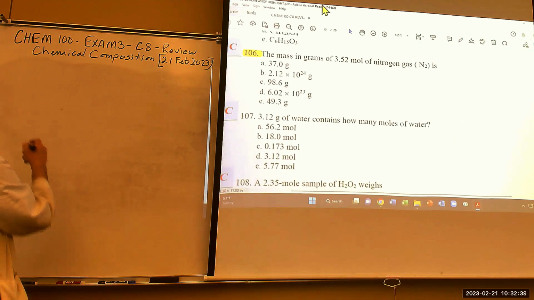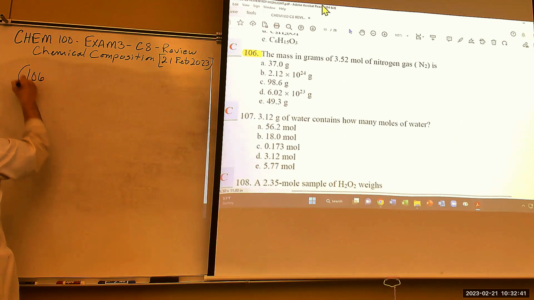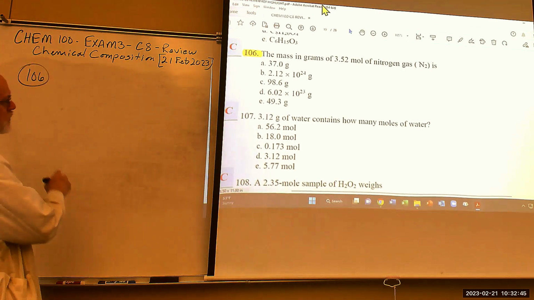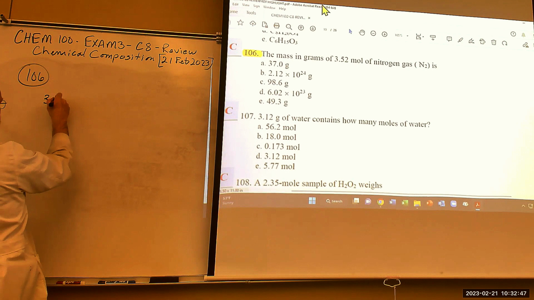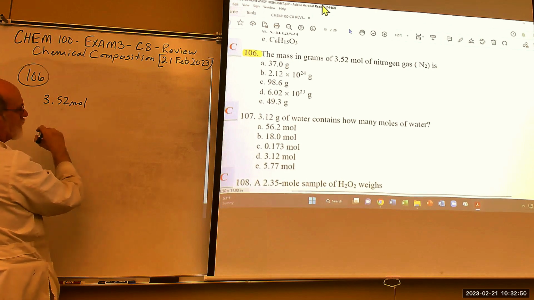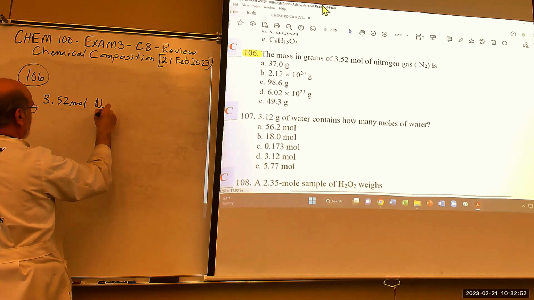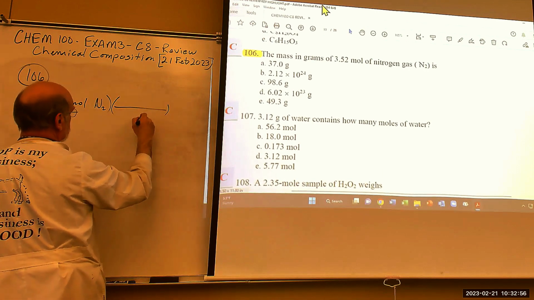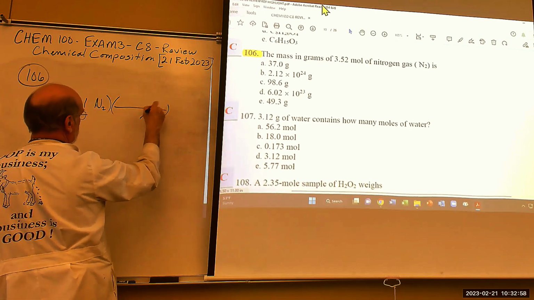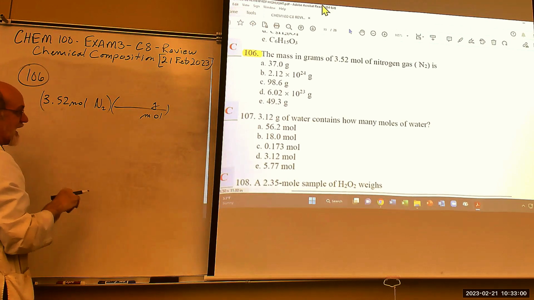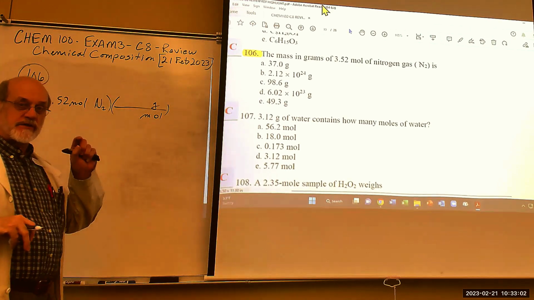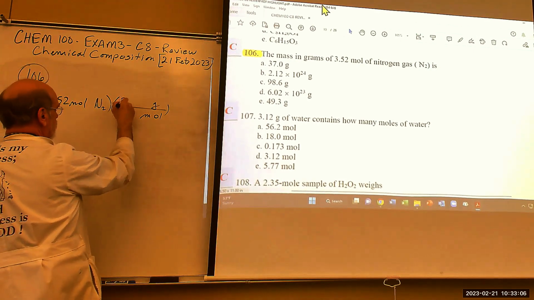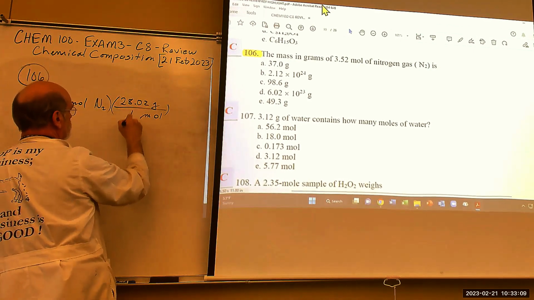106. It'll be getting close to the end here. The mass in grams of 3.52 moles of nitrogen gas. All right. It's like we're getting simpler as we go. So how many grams per mole of nitrogen gas? Well, nitrogen is 14.01 for one, but we got two. 28.02. There we go.